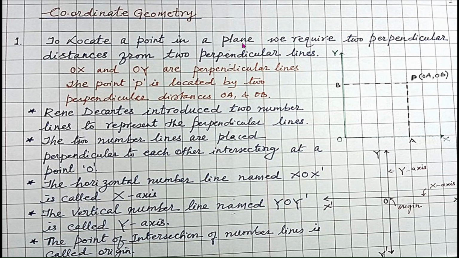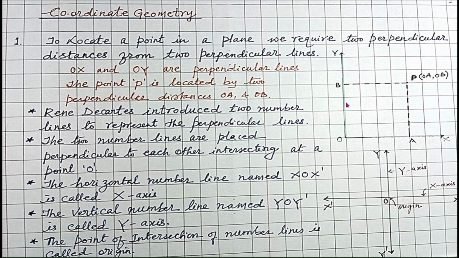Now, to locate a point in a plane, we require two perpendicular distances from two perpendicular lines. Let us say, for example, if we want to locate the point P on this plane, we require two perpendicular distances, that is BP and AP, from two perpendicular lines, that is OY and OX. So remember, OX and OY are perpendicular lines. The point P is located by two perpendicular distances, OA and OB. Please remember that.